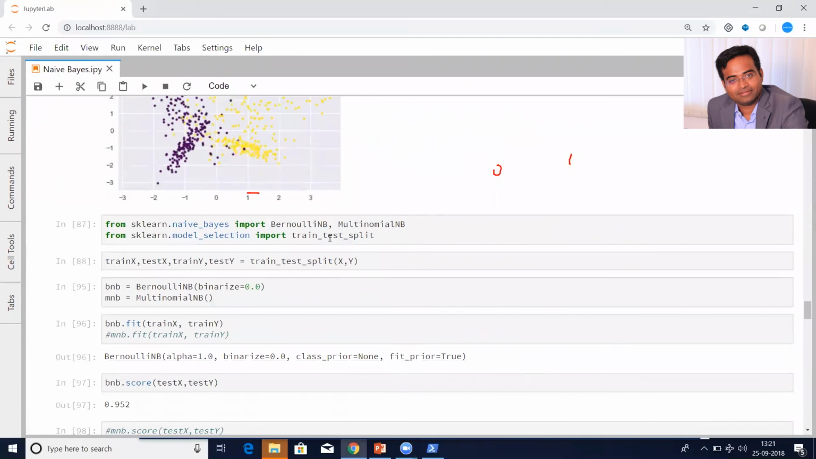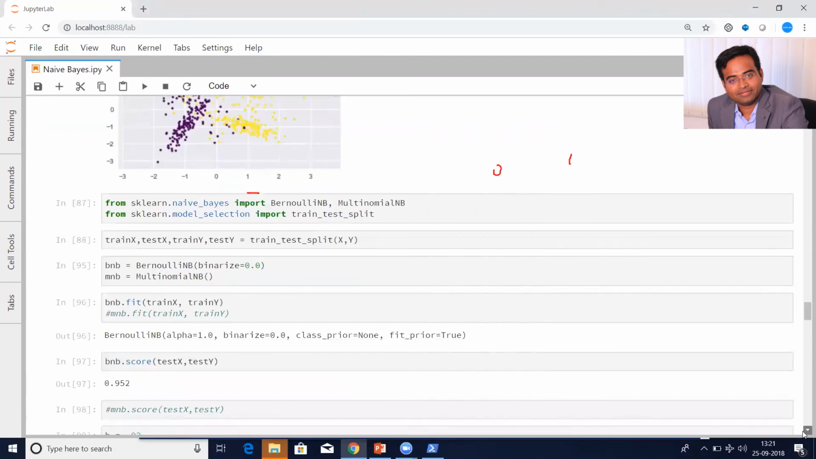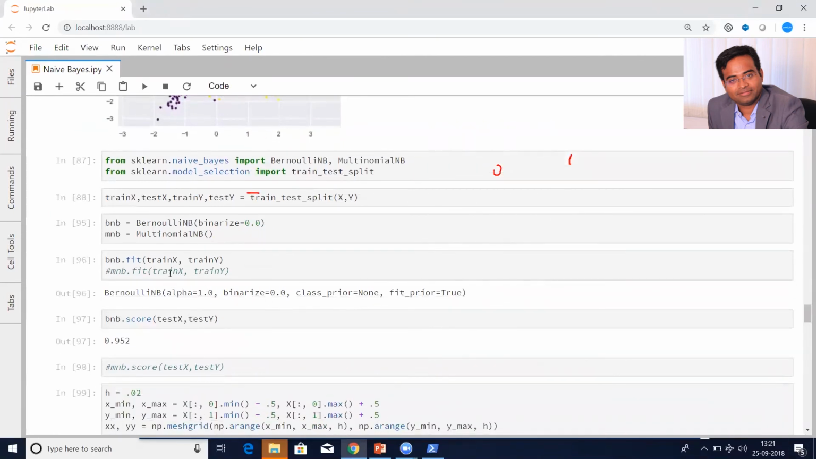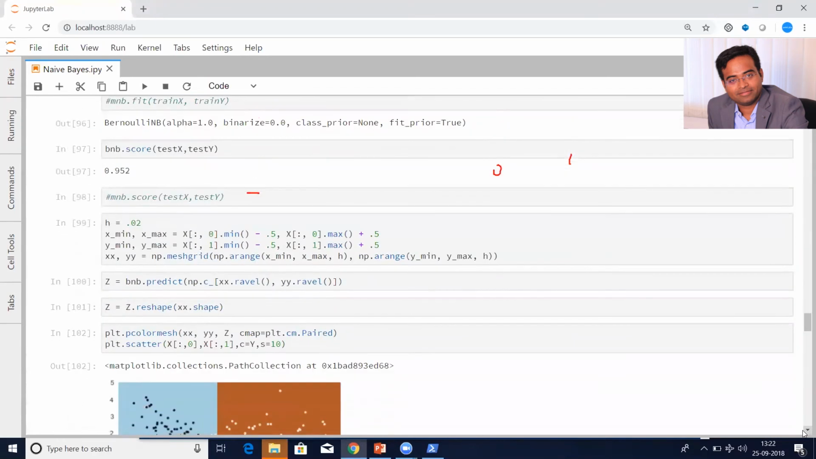Okay, we are choosing Bernoulli's naive Bayes, and we can see binarizer is 0. That means less than or equal to 0 it will be 0, and higher than 0 it will be 1. Okay, once we have done this, we are training the model, and we want to see how the distribution really works.